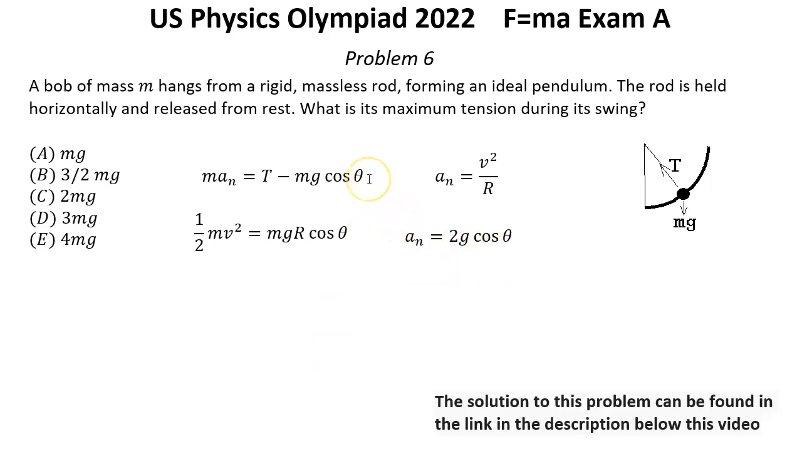From the first equation we can find the tension. Tension will be 3mg cosine theta, and the maximum for this tension will be when cosine equals 1. It means that the angle is 0, and we have answer D. T maximum equals 3mg. That was the solution for problem number 6.